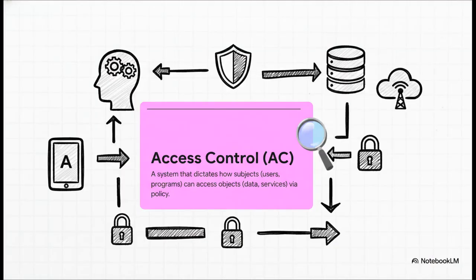Okay, so what is it, really? Well, according to the official folks at NIST, that's the National Institute of Standards and Technology, it's actually pretty straightforward. It's a system that connects a subject, which could be a person or an app, with an object, like a file or a database. And the thing that connects them is a policy, the rulebook. That's it. Who are you? What do you want? And does the rulebook say yes?